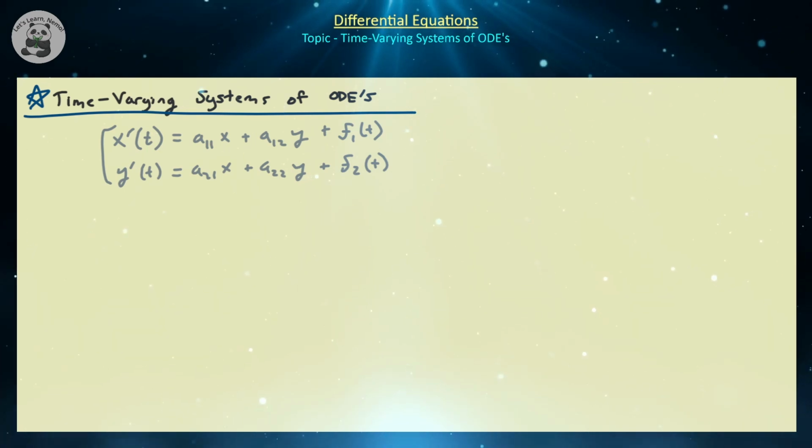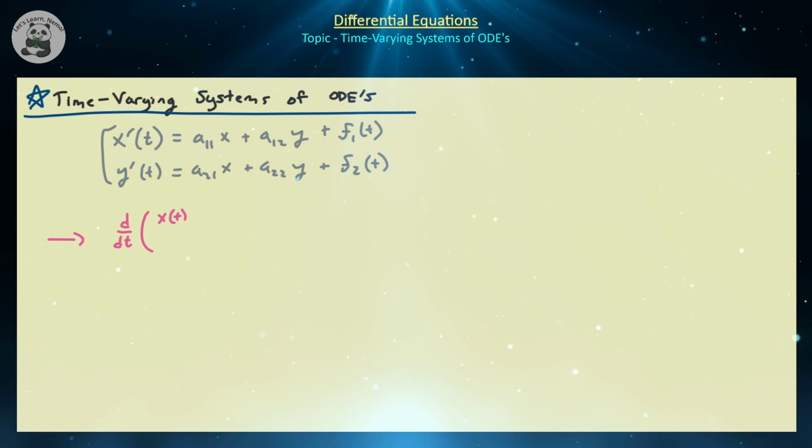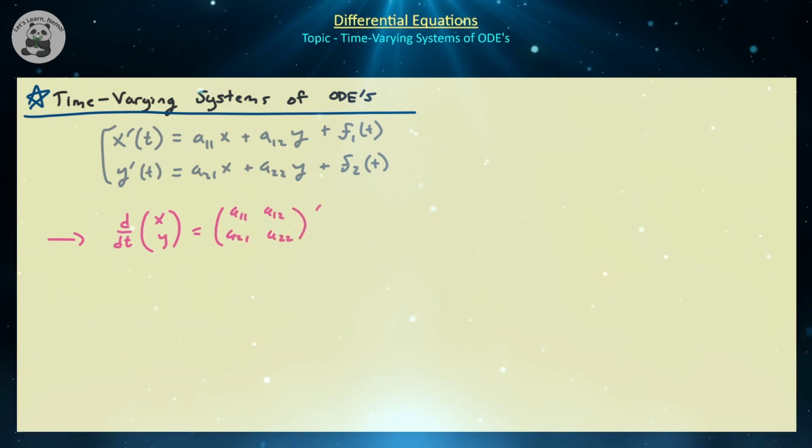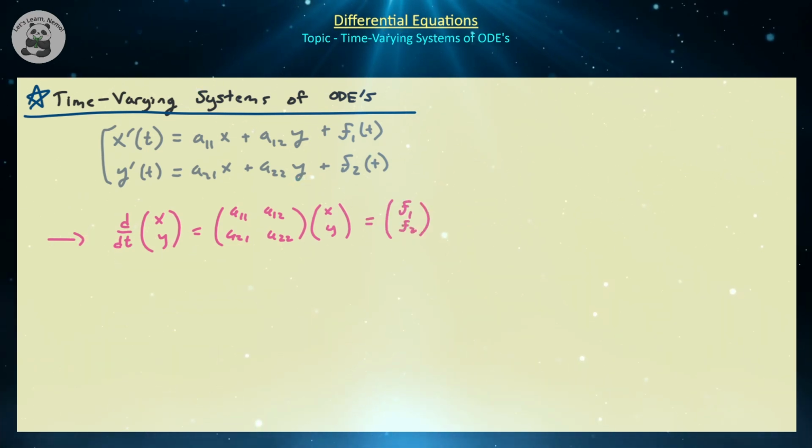So, as we already know, we can write this in matrix differential form as the derivative with respect to t of the vector function x of t, y of t, which I'm just going to call xy just to keep things short. And this is just going to be equal to a11, a12, a21, a22 times the vector xy, and that's going to be equal to f1, f2 on the right-hand side, or you can just add it and call that your inhomogeneous equation. So we already know the structure of this type of differential system.